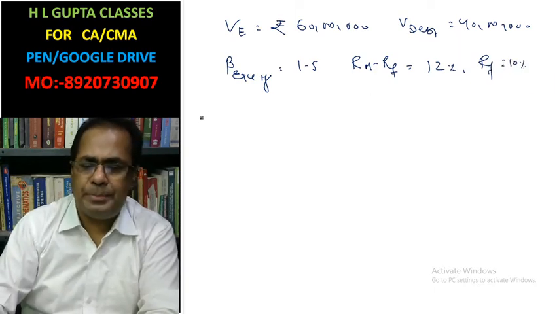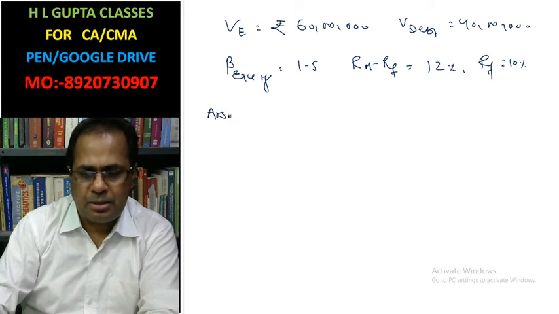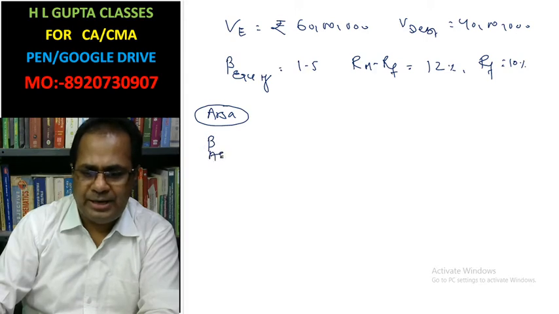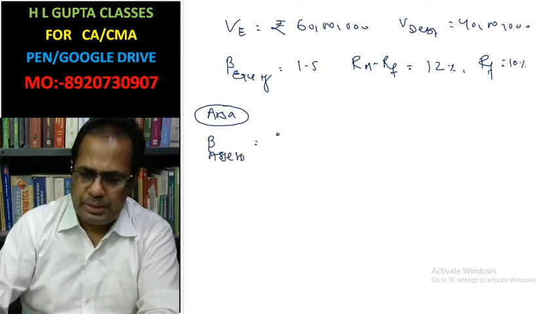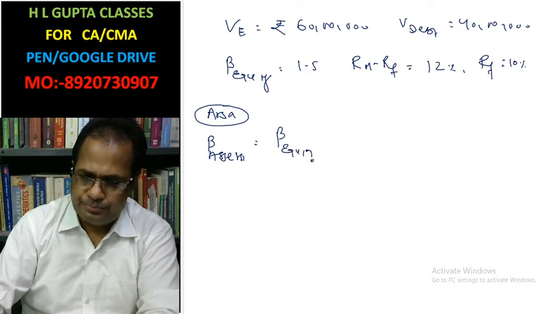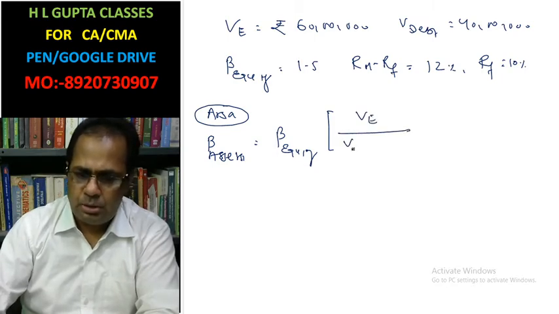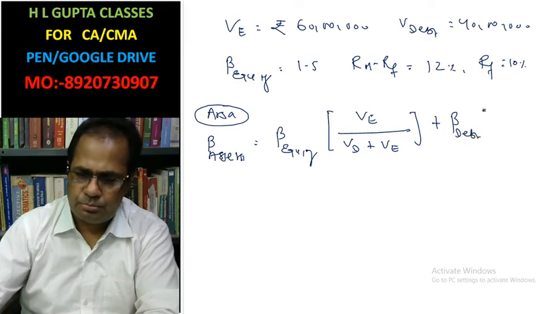Now what is the formula of beta assets? Answer of A part: beta assets is being asked. Beta assets equals beta equity into value of equity divided by value of debt plus value of equity, plus beta debt into value of debt divided by value of equity plus value of debt.